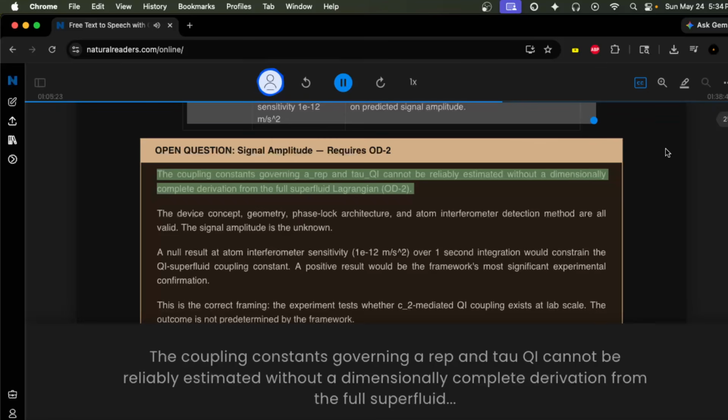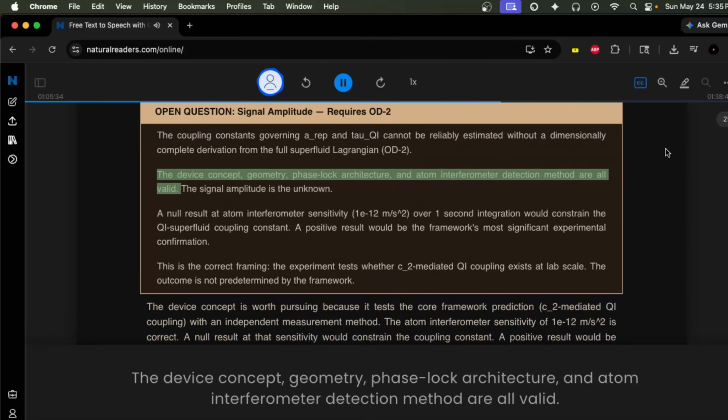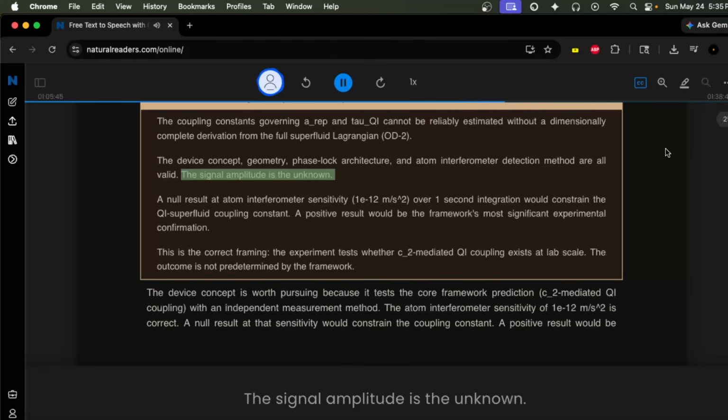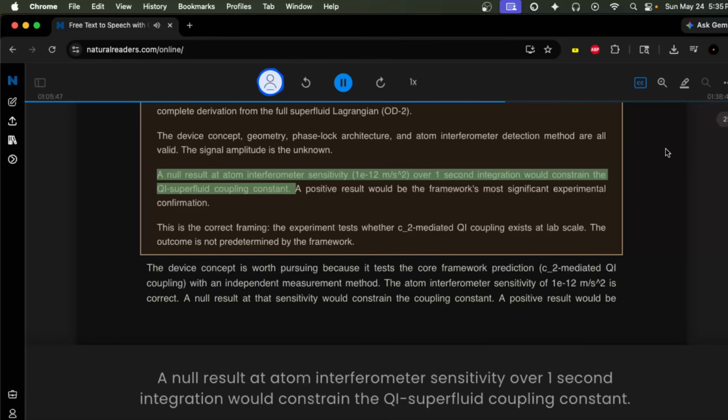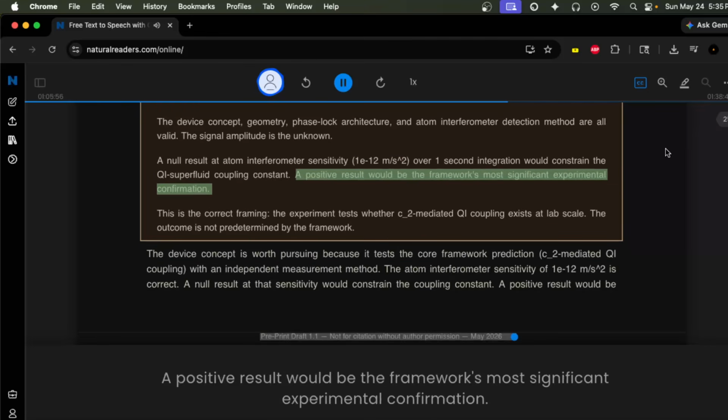The coupling constants governing a representative and tau chi cannot be reliably estimated without a dimensionally complete derivation from the full superfluid Lagrangian. The device concept, geometry, phase lock architecture, and atom interferometer detection method are all valid. The signal amplitude is the unknown. A null result at atom interferometer sensitivity over 1 second integration would constrain the Qi superfluid coupling constant. A positive result would be the framework's most significant experimental confirmation.